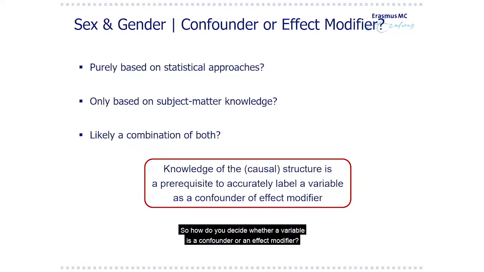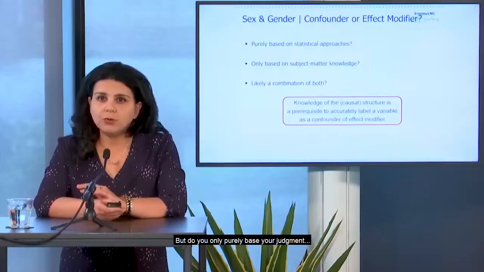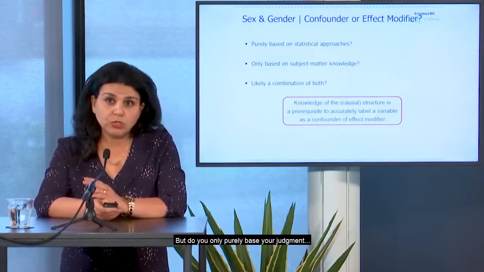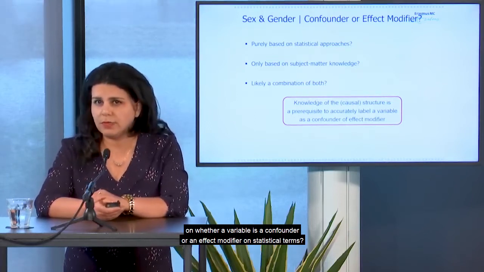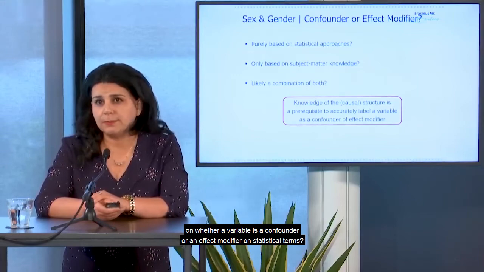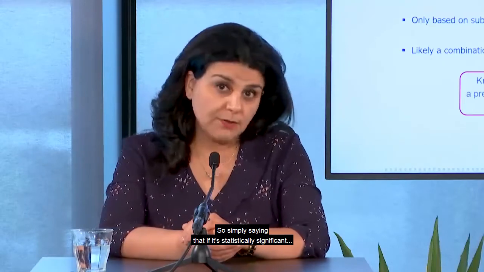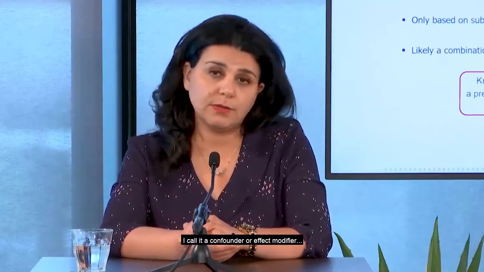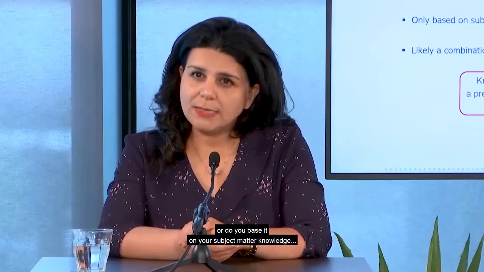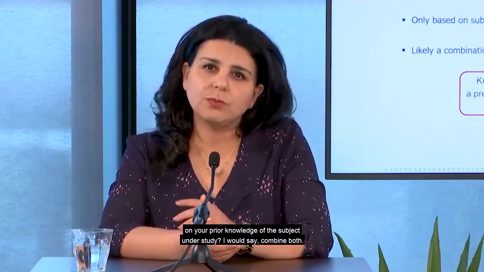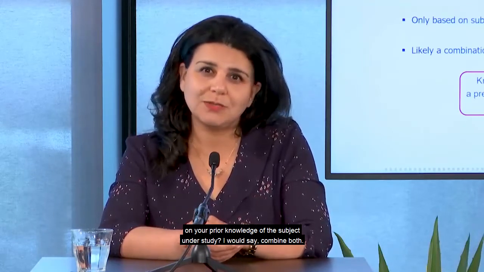So how do you decide whether a variable is confounder or effect modifier? I showed you some examples, and I gave you some quick guides on how to look for confounding and effect modification in your data. But do you purely base your judgment on whether a variable is a confounder or effect modifier on statistical terms? So simply saying that if it is statistically significant, then I call it a confounder or I call it an effect modifier? Or you base it on your subject matter knowledge, on your prior knowledge of the subject under study?